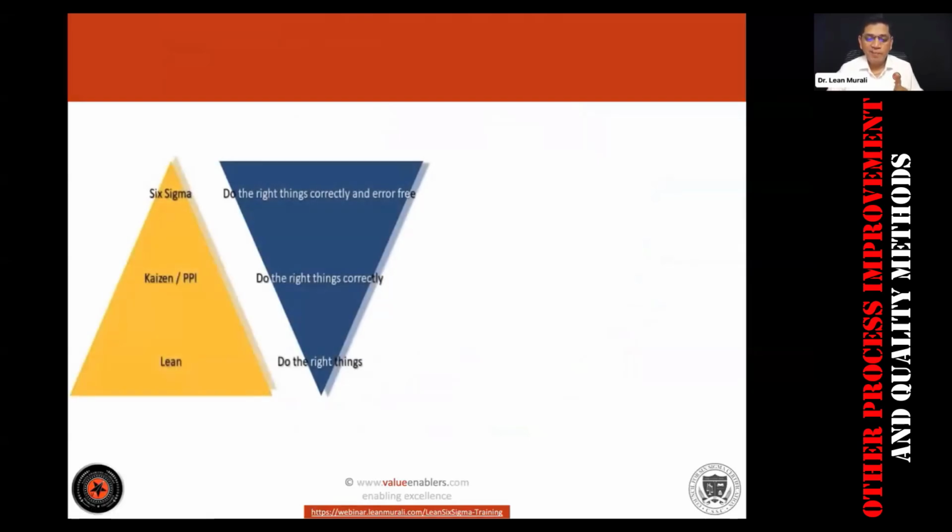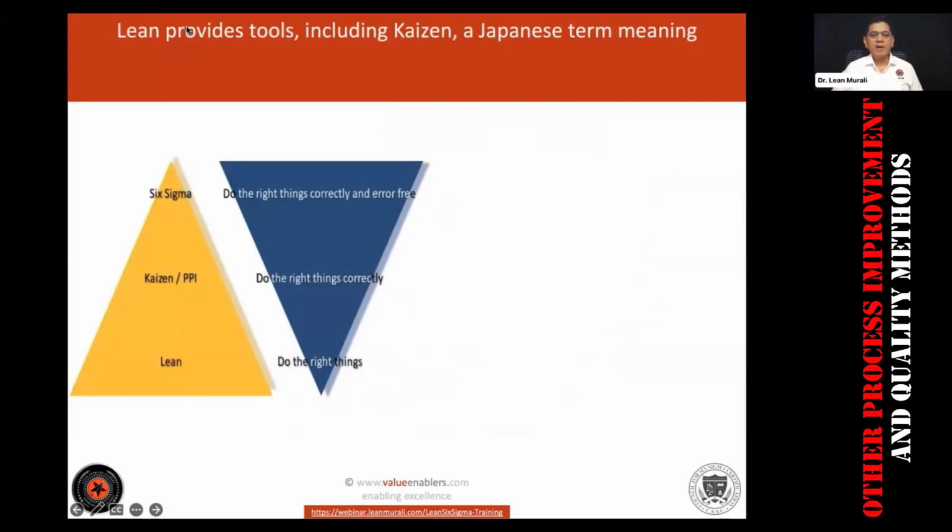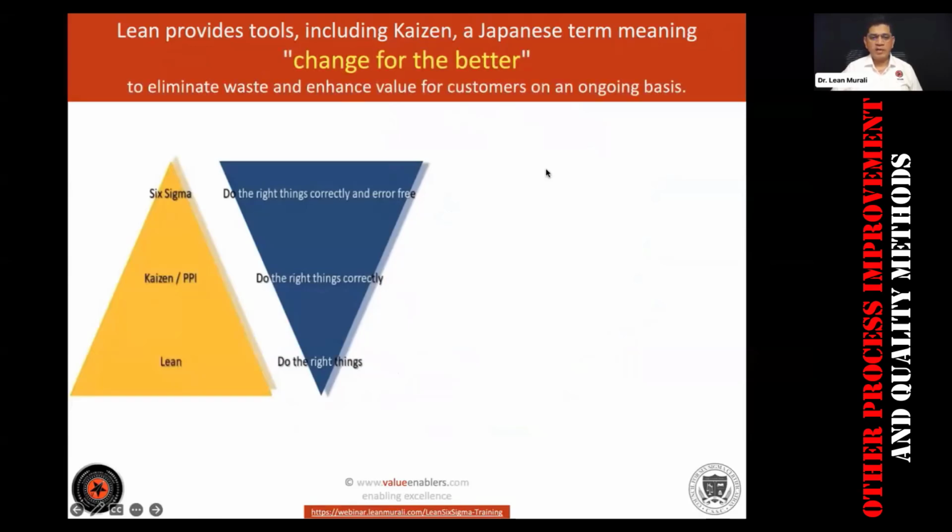Okay, a little deeper, please focus on this. Don't miss this slide. Lean provides tools including Kaizen, a Japanese term meaning change for better, to eliminate waste and enhance value for the customers. If you see here, Lean, Kaizen, Six Sigma methodologies. Now, doing the right things, and doing the right things right, and doing right things right without errors.